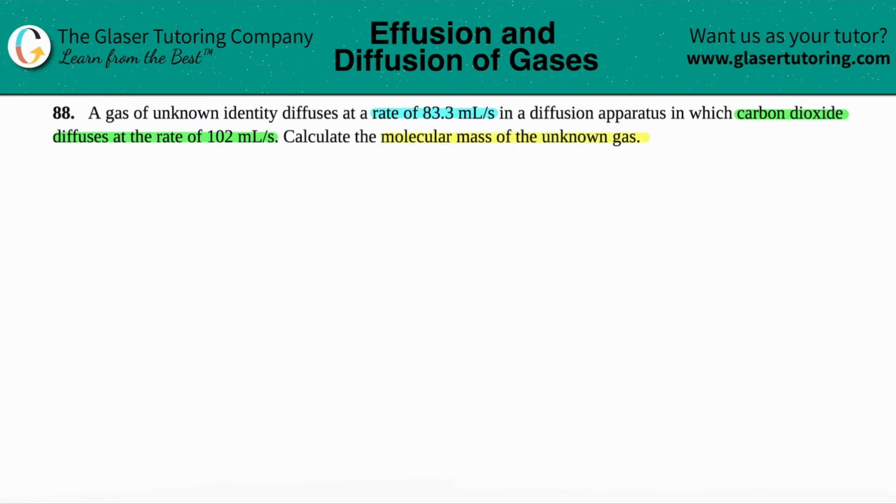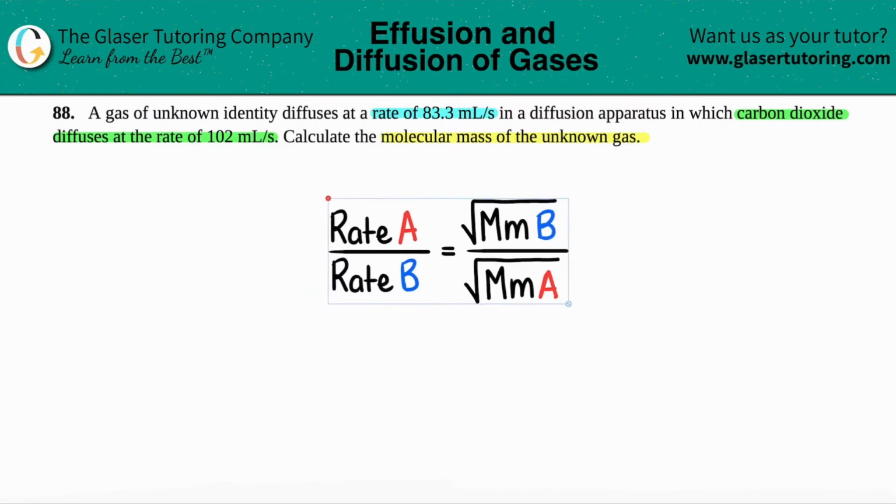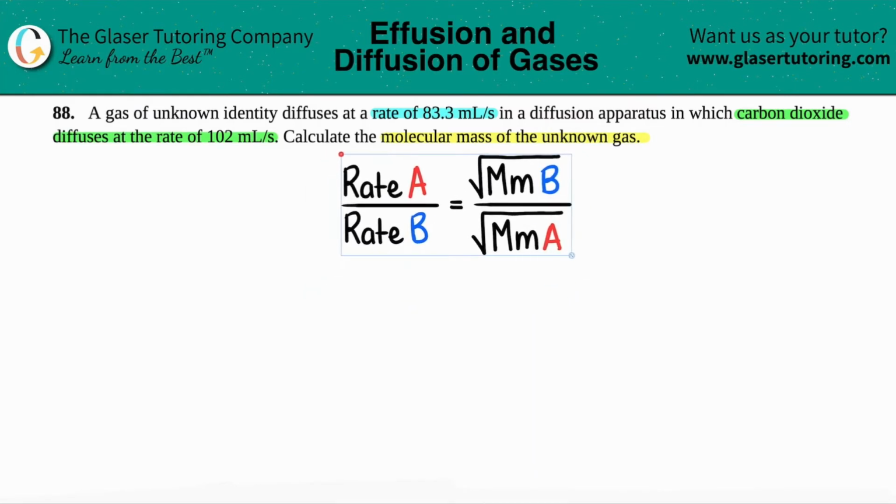Okay, so they're talking about rates, and specifically rates of diffusion. We have two different gases. One we don't know, it's an unknown gas, and the other one we know is carbon dioxide. So the rate of diffusion formula, we've seen this already. It's going to be this one. Basically, this is all that we need to answer the question.